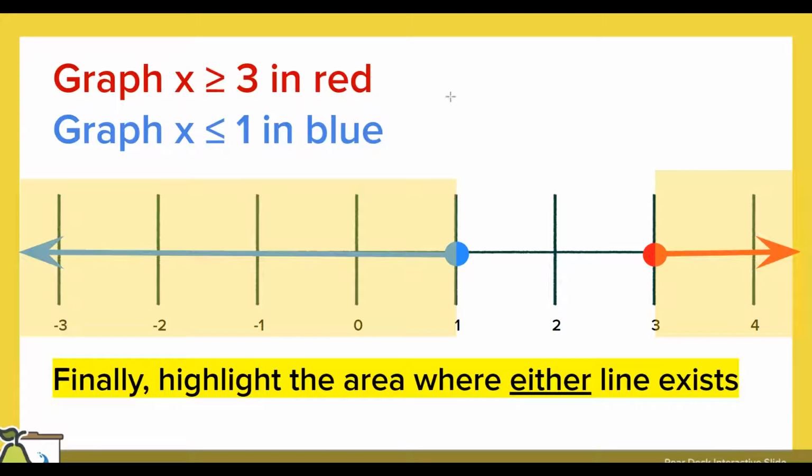Here, everywhere the yellow is, there are solutions. And if you think about it, it might be even easier to think about parts that don't have solutions. For instance, could x equal 2? Well, 2 is not bigger than 3, so it wouldn't work for the red. And 2 is not bigger or less than 1, so it wouldn't work for the blue. That's why 2 is not a solution.